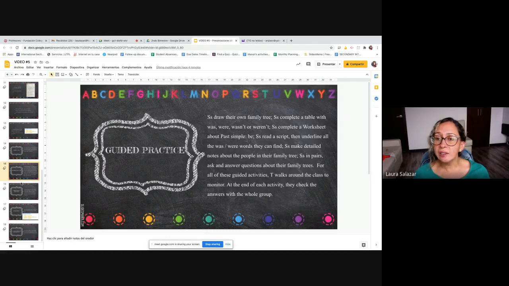For all of this guided activity, teacher walks around the class to monitor each activity. At the end of each activity, they check the answers with the whole group.